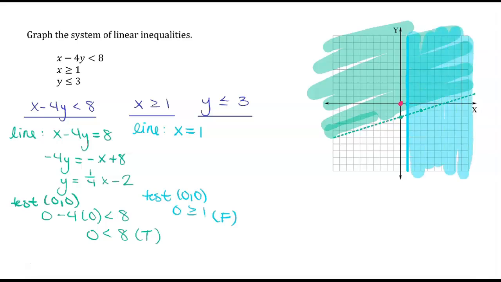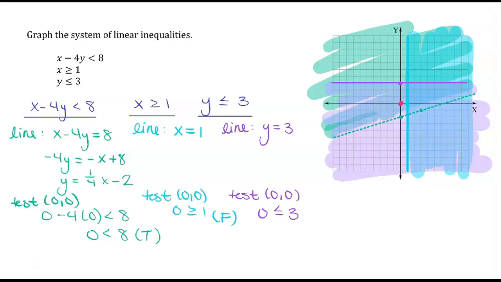Now let's take a look at our final inequality. We have y is less than or equal to 3. This is associated with the line y equals 3, which is the horizontal line with y-intercept of 3. Since we have a less than or equal to symbol, we again want a solid line. Testing (0, 0) once again, we have 0 is less than or equal to 3. That's a true statement, so we want to shade below the line.